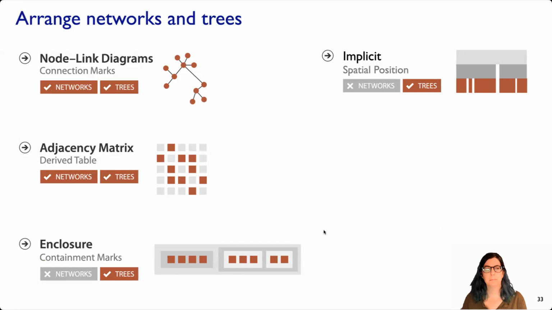So we've talked through some major approaches to drawing networks and trees. Node link diagrams and adjacency matrices work for both. Enclosure is specifically just for trees, and doing these implicit things is also just for trees.